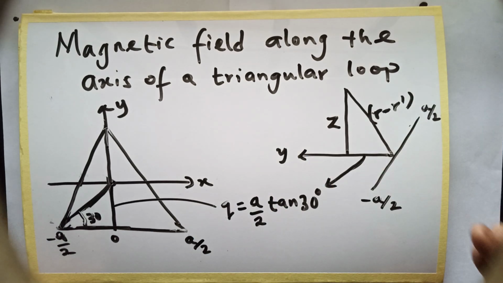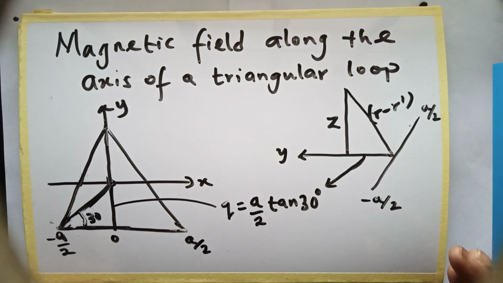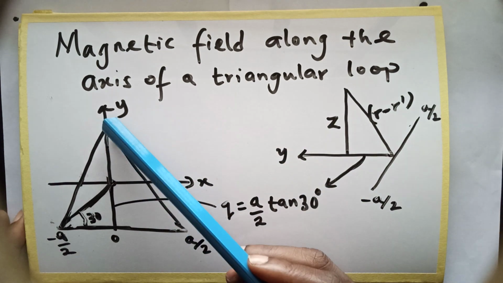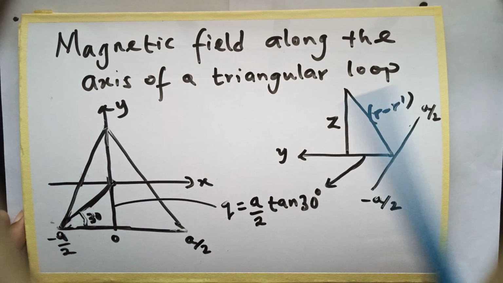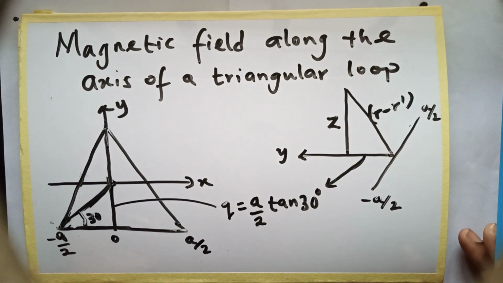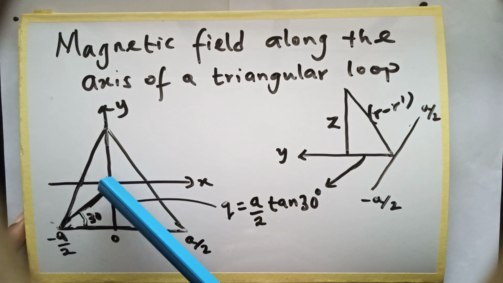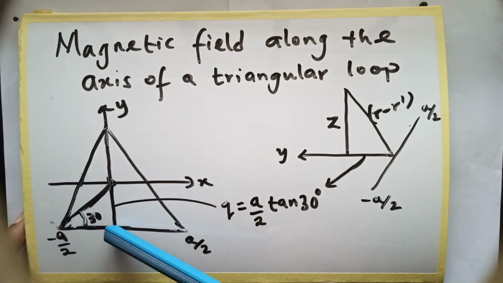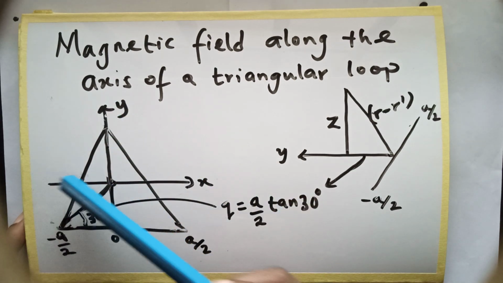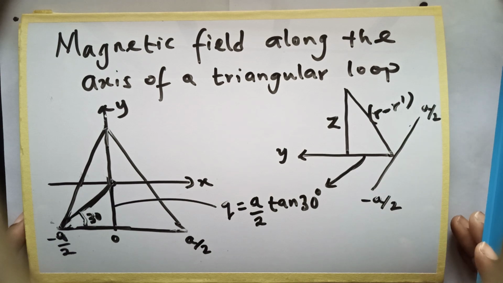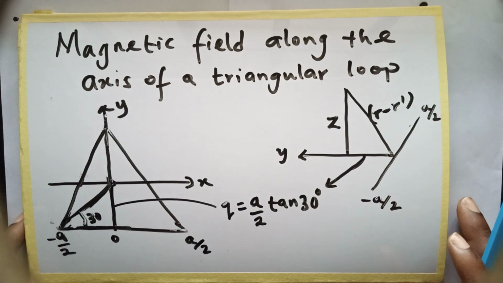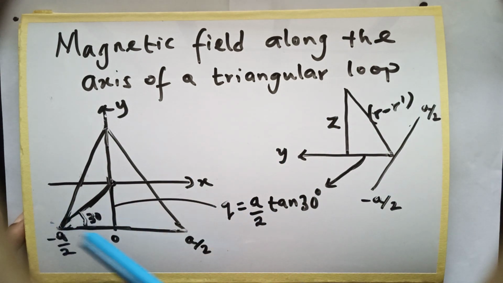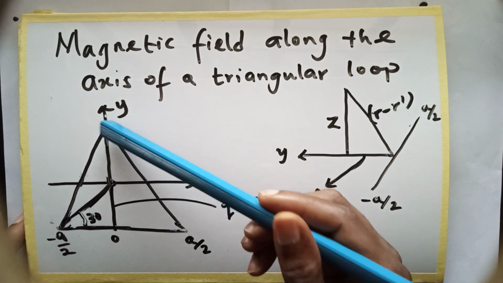In this video, we are going to be looking at how to calculate the magnetic field along the axis of a triangular loop. This is a triangle that we are interested in, and the point where we want to calculate the magnetic field is along the z-axis, where here is the y-axis and this side is the x-axis. This triangle is an equilateral triangle of sides a.